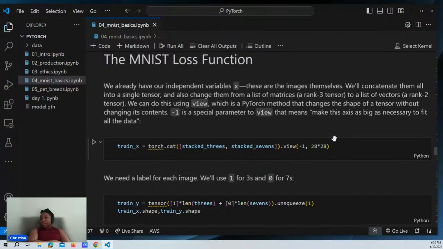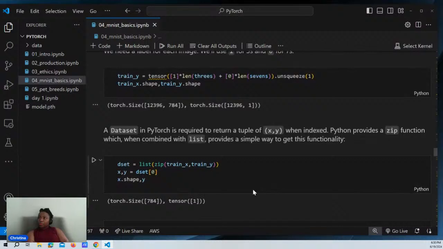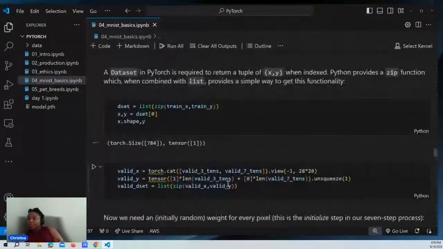So they get the labels for the images that they're using for 3s and 2s, and they make it the shape they want and unsqueeze it. It's required to return a tuple of x, y when indexed. So this is the tuple that it's returning as you zip this information together.